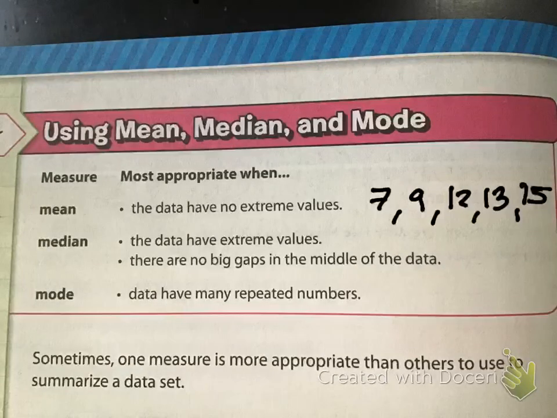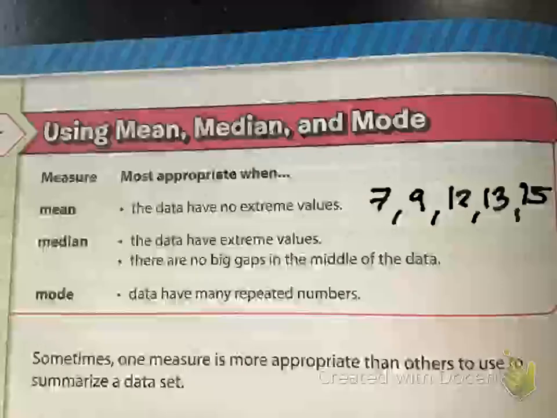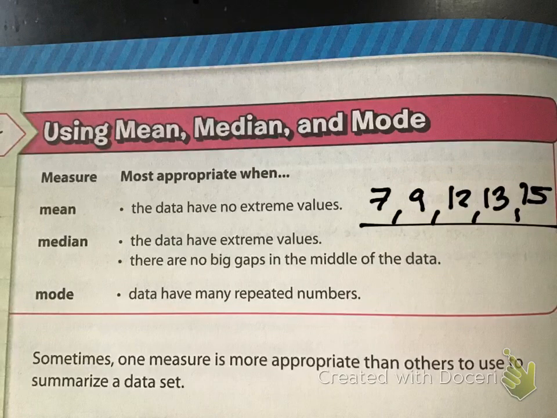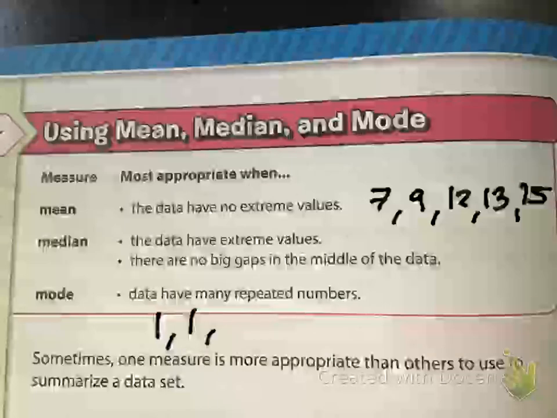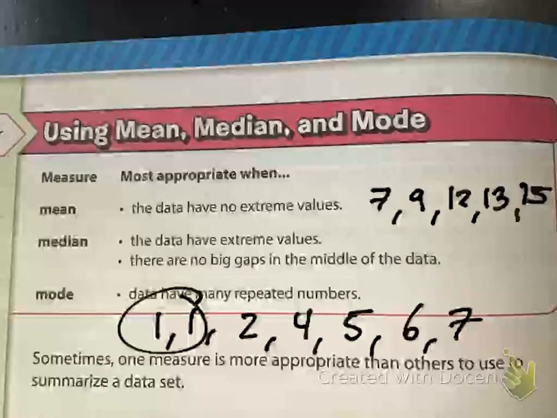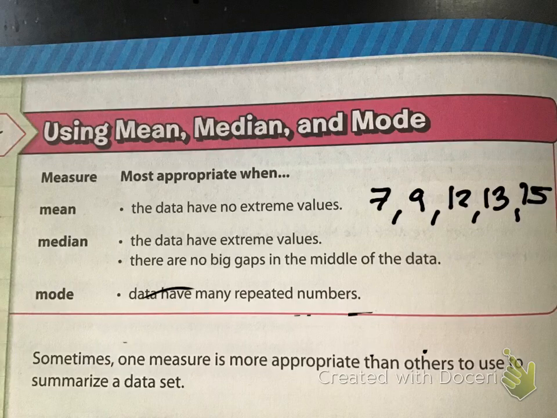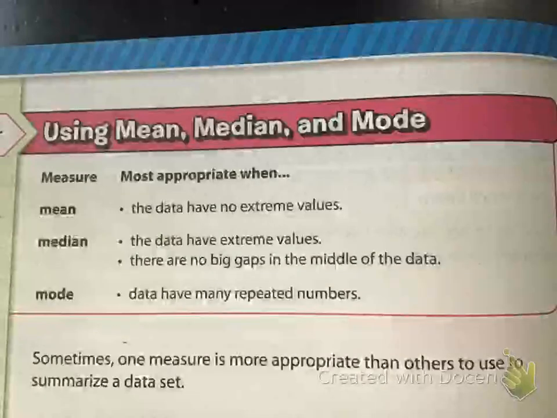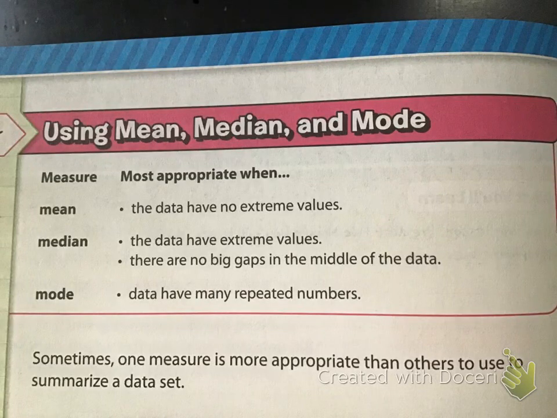And then lastly, mode. Data has many repeated numbers. It wouldn't make sense to use the mode if we had this because there is no mode. Our mode would only be useful if we had 1, 2, 4, 5, 6, 7, because that's the only one where we have multiple numbers of the same ones. So it's important to know when we should be using mean, median, and mode. Sometimes one measure is more appropriate than others to use to summarize a data set.